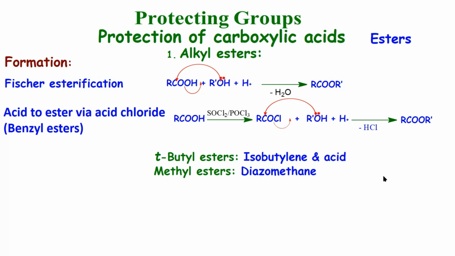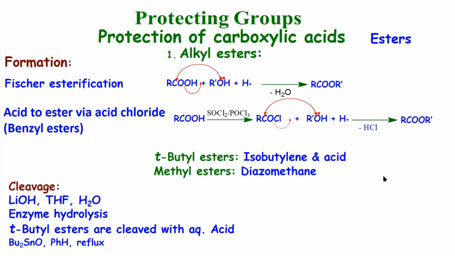Tertiary butyl esters can be prepared by treating the acids with isobutylene and an acid. Methyl ester is also an alkyl ester. It can be prepared by treating the carboxylic acid with diazomethane. Though Fischer esterification is a general method, even the alkyl esters can be prepared by treating the acids with isobutylene, and methyl esters can be prepared by treating with diazomethane.